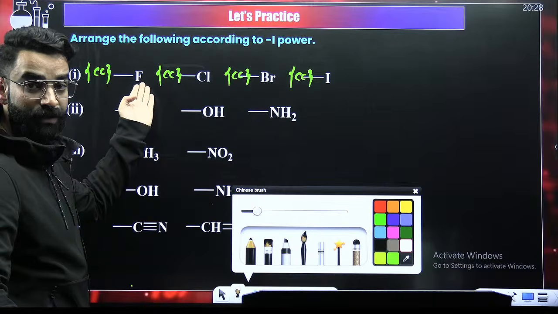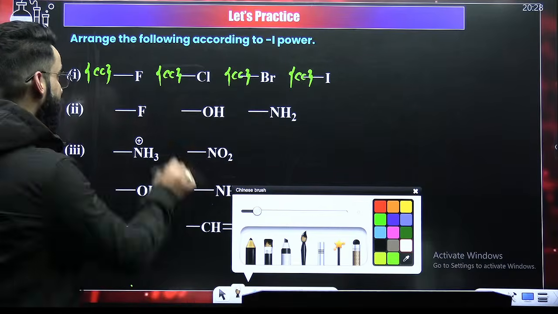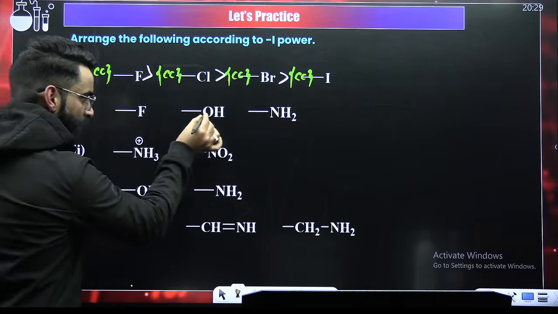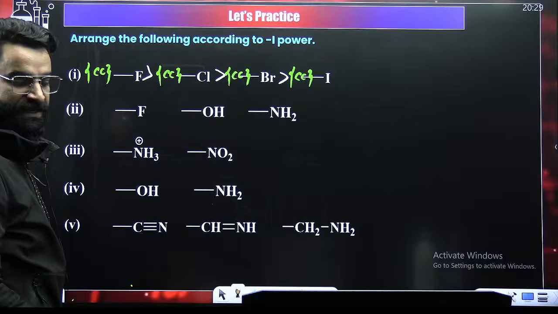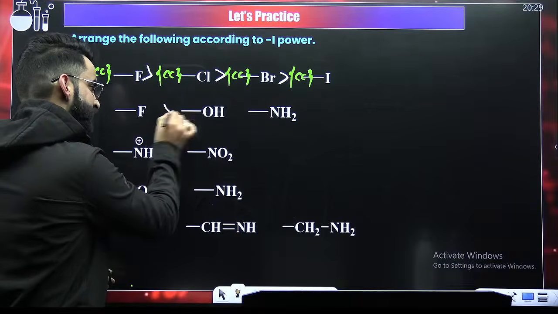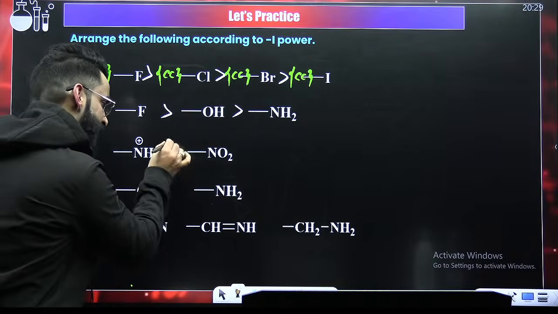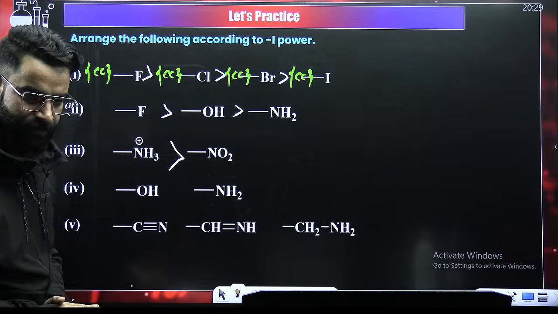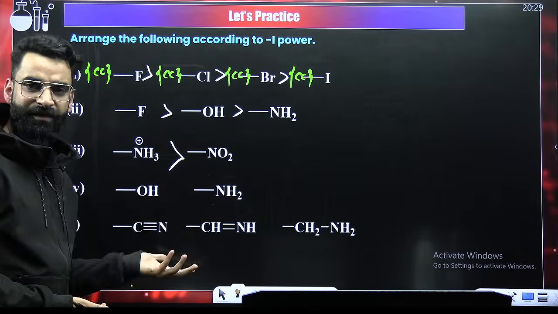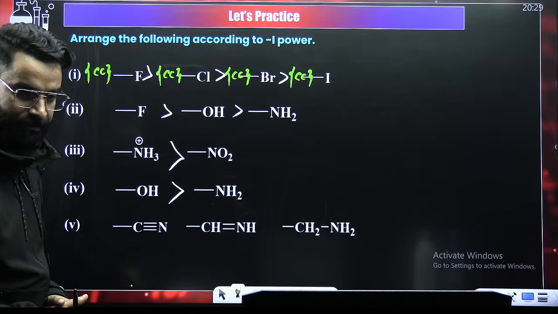Fluorine is more electronegative. More electronegative means it will withdraw the sigma electron density from the chain more towards itself. So, this is going to be the minus I power here. Chlorine attached with the carbon chain, oxygen attached with the carbon chain, nitrogen attached with the carbon chain. Which one is more electronegative? Fluorine, right? So it will withdraw the sigma electrons maximum towards itself. Cationic groups: the minus I power of a cationic group is always greater than that of a neutral group. A few minutes back only I told you, right? Now, oxygen attached with the carbon chain, nitrogen attached with the carbon chain. Oxygen is more electronegative, so it will withdraw sigma electron density more towards itself. So, more minus I.